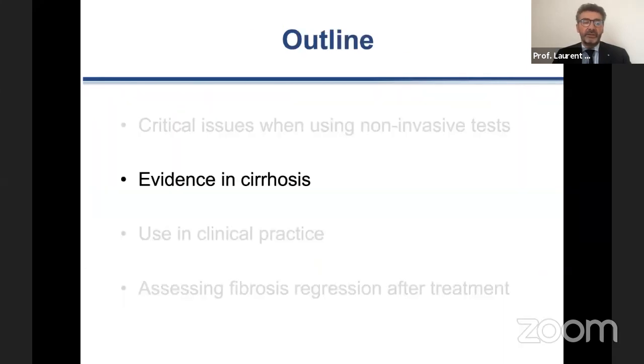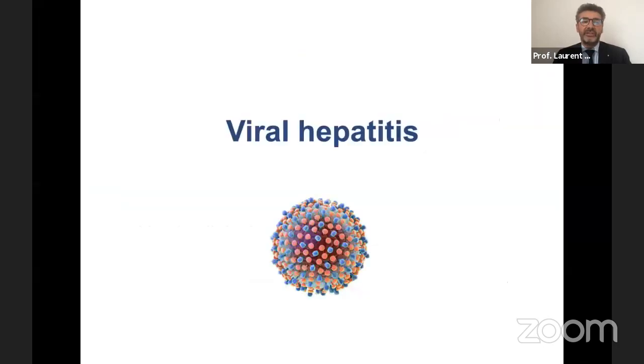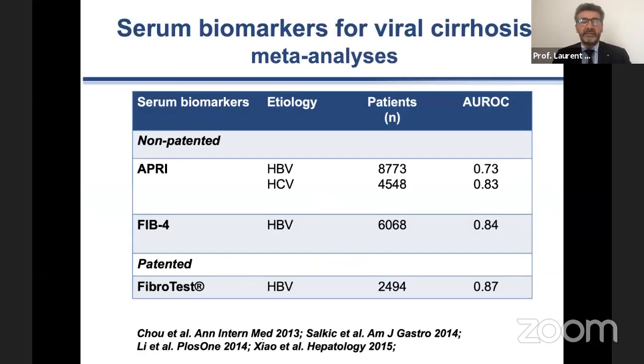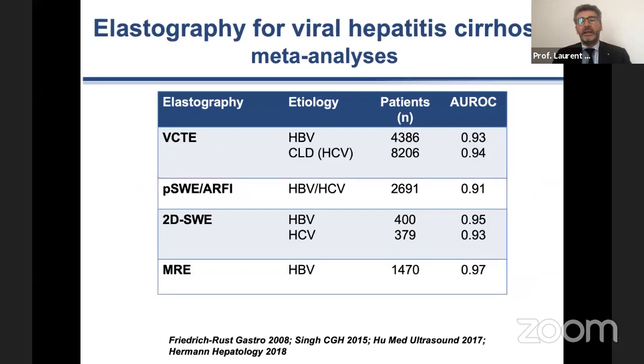So what do we have as evidence in cirrhosis? The most important endpoints, let's say advanced fibrosis and cirrhosis. In viral hepatitis, for serum biomarkers, as you can see, we have large meta-analyses, several thousand patients, and AUROCs between 0.73 and 0.87. One of the issues with the patented tests is that they are mostly not independently validated in meta-analyses. Regarding elastography, you can see the AUROCs are much higher, above 0.90, whatever the technique, but again, the most validated one is VCTE.